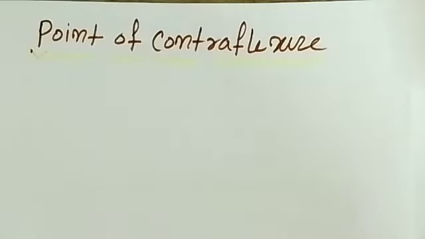Now in this video we are going to discuss the point of contraflexure. The point of contraflexure is also known as the point of inflexion. As you know, in shear force and bending moment diagrams we have five types of beam: simply supported, cantilever, fixed, continuous and overhanging beam. And we also draw the SFD and BMD when the load is a point load, a UDL, or a combination of point load and UDL, right?